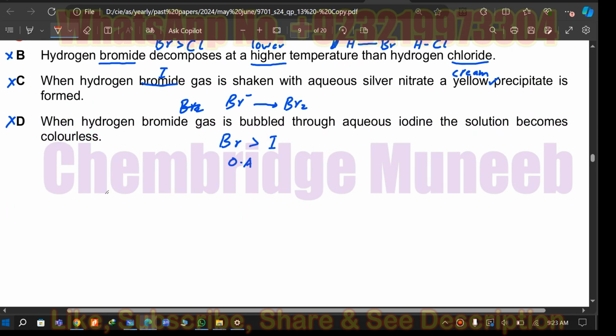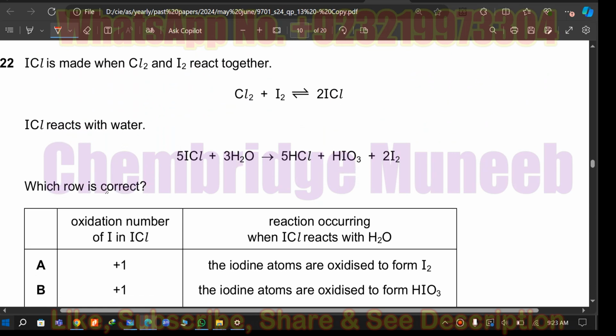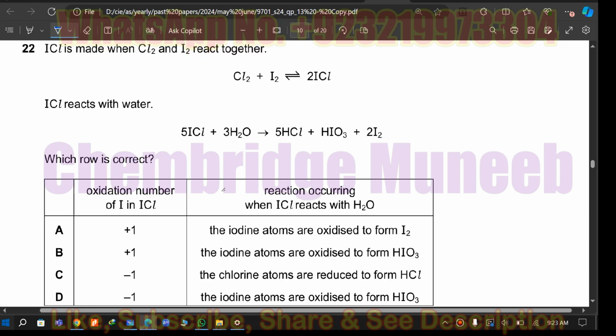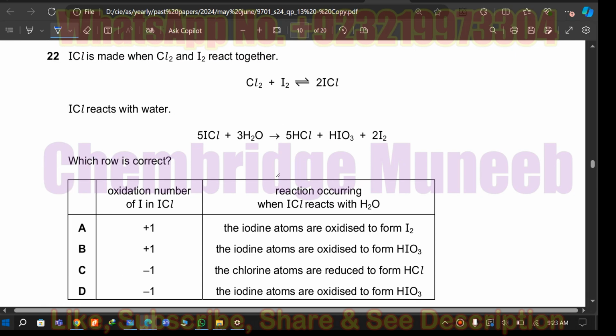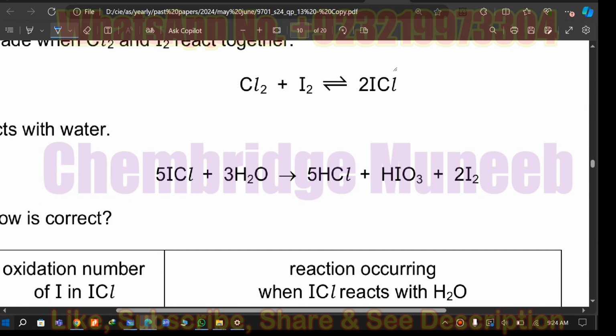Now next, question number 22. We are given this expression and another expression. We have to find the correct combination in terms of oxidation number and the reaction occurring when ICl reacts with water. So first, the oxidation number of I in ICl. I can simply calculate the values here.